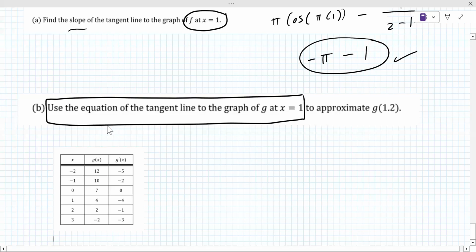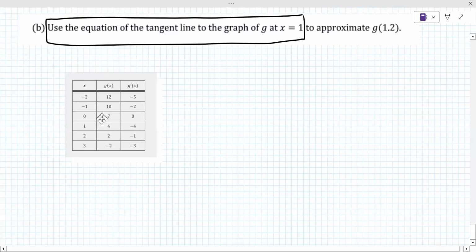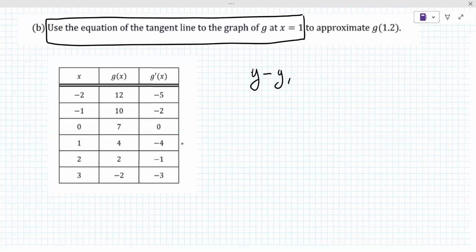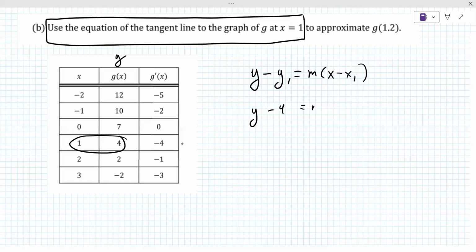Here's the table. So the tangent line, a couple ways to do it. I really recommend, and you'll want to use this in future math courses, point slope form. So your x value is 1. What is your y value when x is 1? Well, think of this column as your y values. The g of x are really your y values. So when x is 1, y is 4. So that's your ordered pair. It's y minus 4 equals your slope, x minus 1.